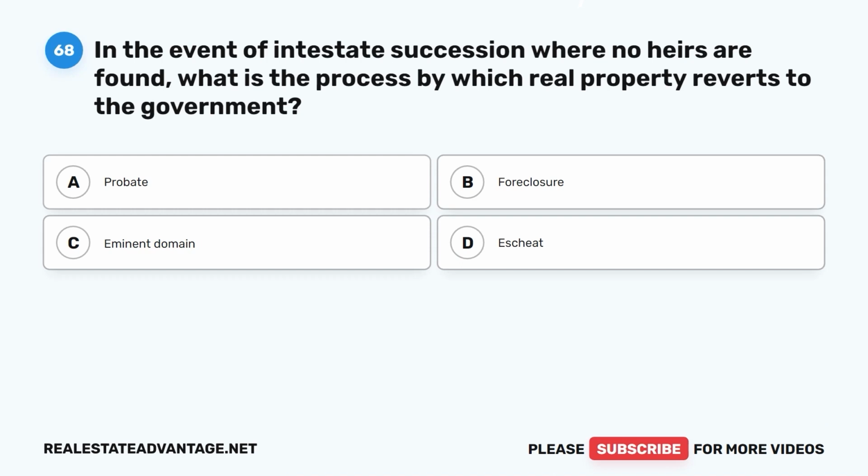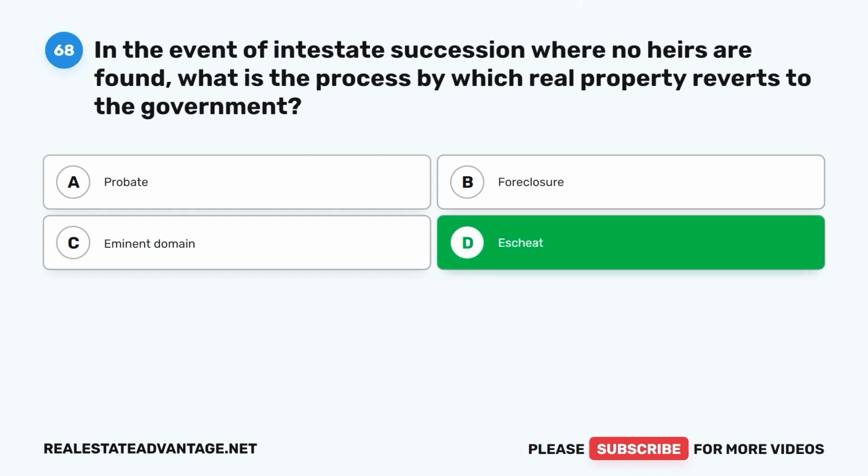Question 68. In the event of intestate succession where no heirs are found, what is the process by which real property reverts to the government? A. Probate. B. Foreclosure. C. Eminent domain. D. Escheat. The correct answer is D.